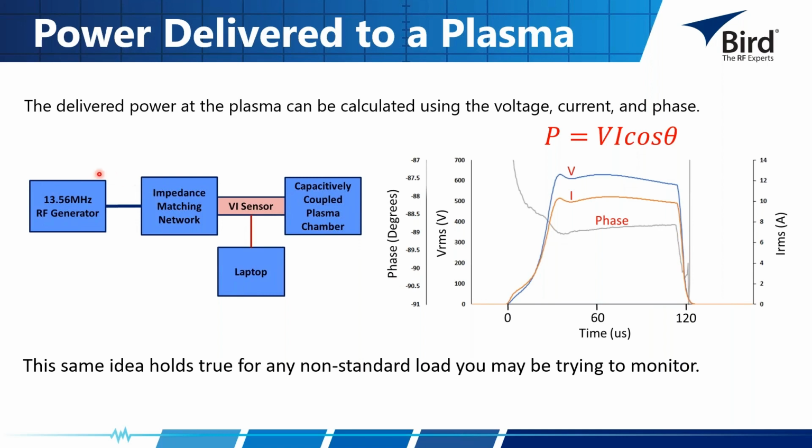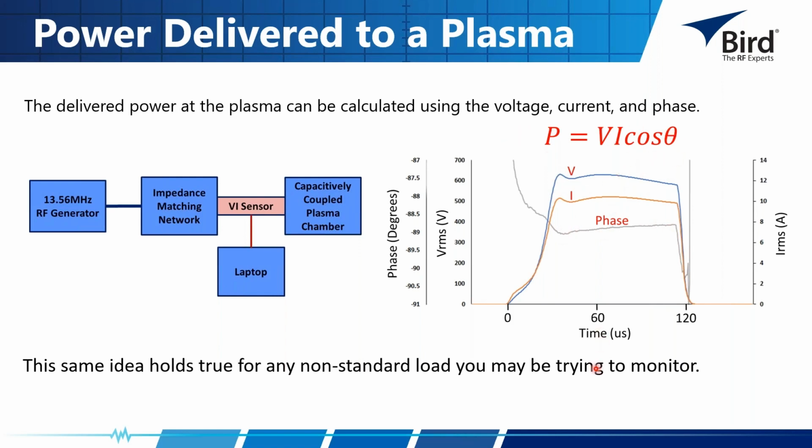This was a measurement I had taken about a year ago at a customer. I had a 13.56 generator, and again there was that impedance matching network I was talking about, trying to reduce the mismatch, and then this is into a capacitively coupled load. This was a pulsed style of measurement, but you can see we're getting the voltage, current, and phase, and then we can use that to calculate our power.